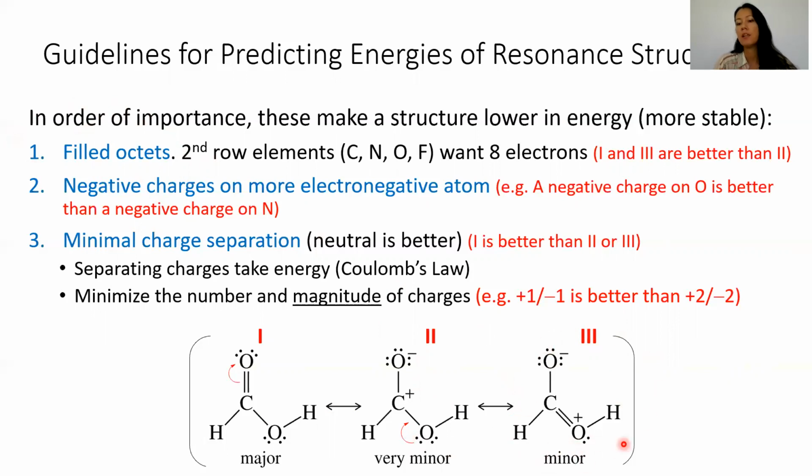The other thing is sometimes you're forced to draw structures where you have a +2 or -2 formal charge. That is always worse than structures with +1 or -1. And obviously 0 is the best.